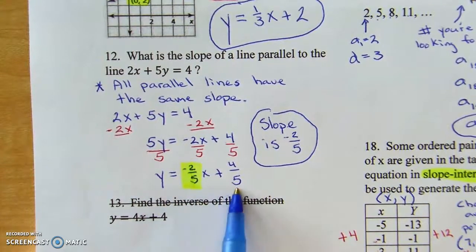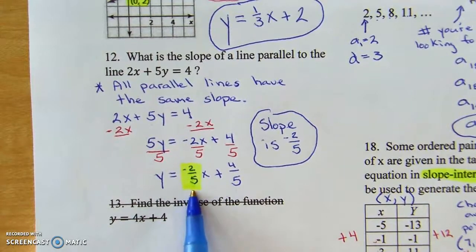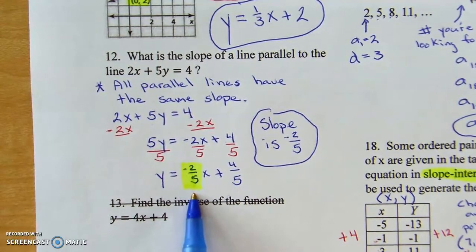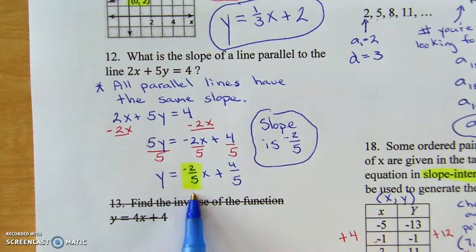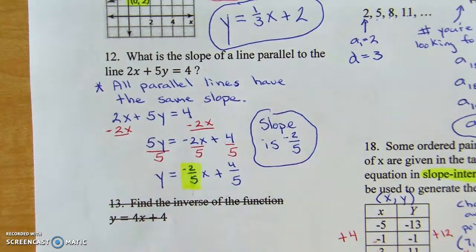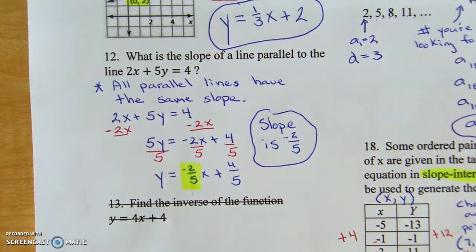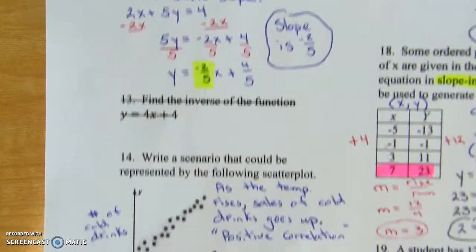Now this whole equation is not my answer because it asked for the slope. So I just highlighted the coefficient of the x. So that is my slope. It's down 2 and to the right 5. So I wrote it right over here on the right. We got to skip number 13, so we're going to go right to number 14.